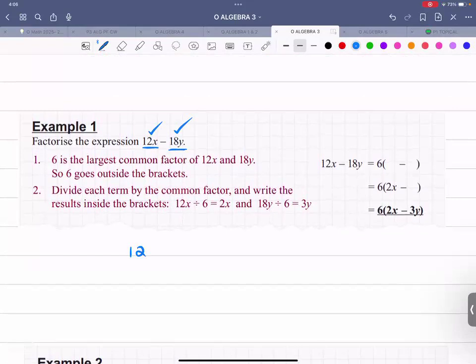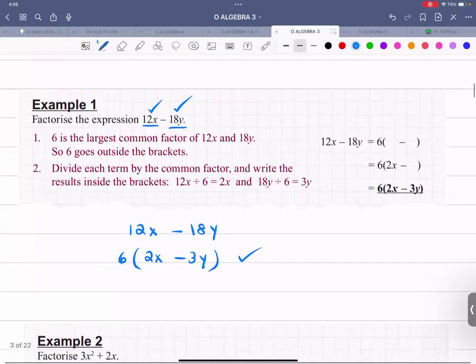So let me write it down. Even though it's a worked example, still I'm working it out. Let's take 6 common. We are left with 2x. We are left with 3y. So that is what factorization is all about. That's how we factorize. So I hope this first example is very basic, very clear. So example 1, is it all good, all clear?